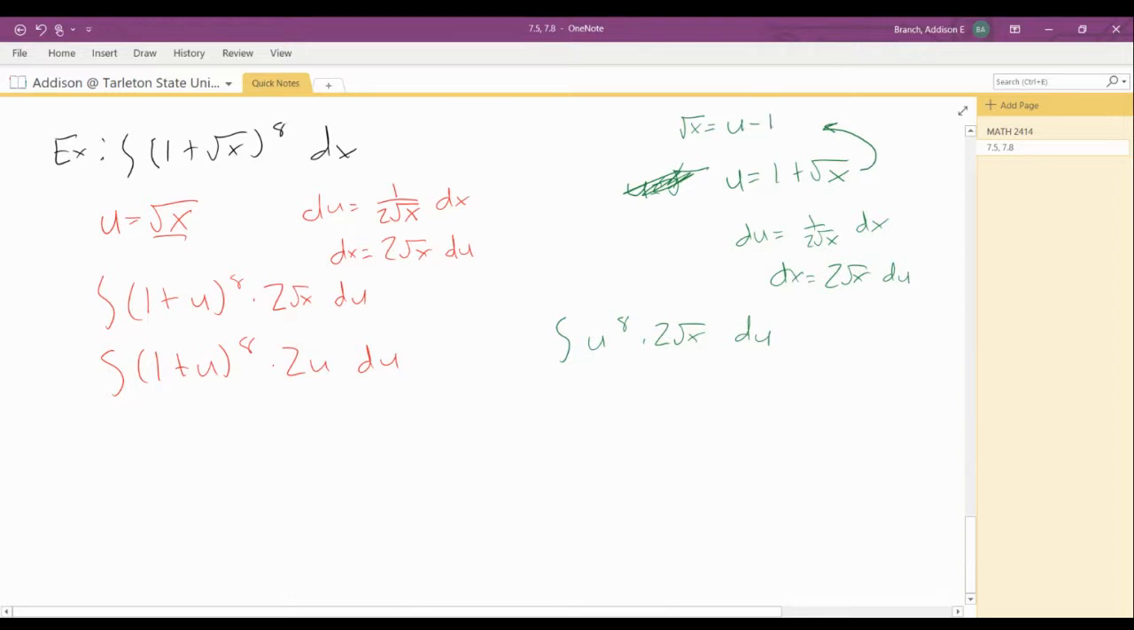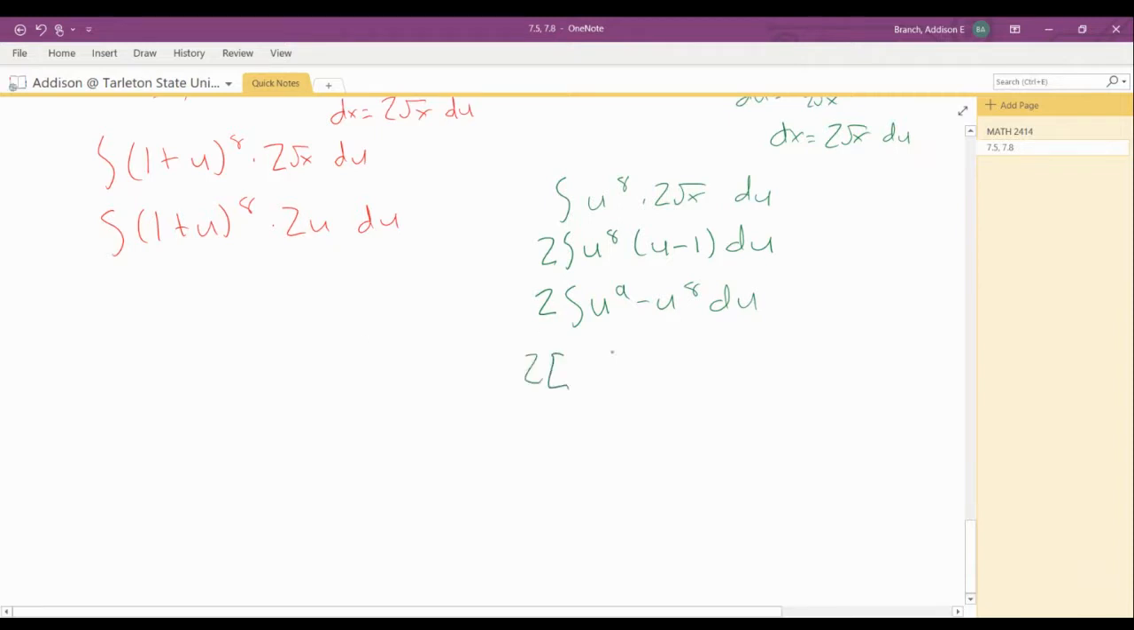We still have everything in terms of u on one side, but now we can take care of this square root of x. I'm going to pull the 2 out. So now we get u to the 8th times square root of x, which is now u minus 1, du. Now we're in a good format to actually integrate, because now we can get 2 times the integral of u to the 9th minus u to the 8th, and now we're just at a basic power rule.